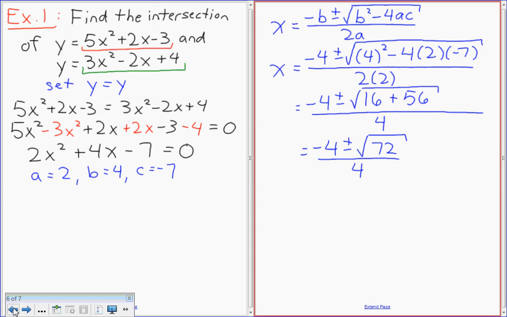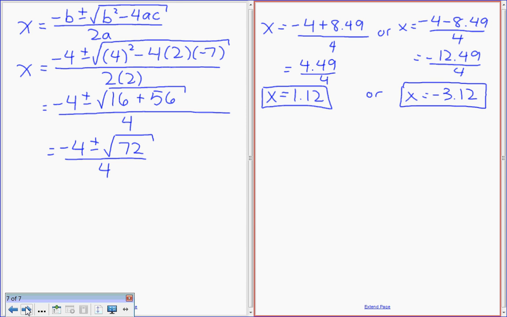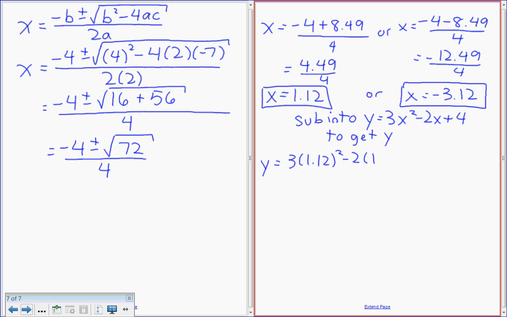So we're going to sub it into either equation. Unfortunately here, neither equation's nice. It doesn't matter which one, I'm going to sub into maybe y equals 3x squared minus 2x plus 4 to get y. Okay, because remember we need intersection points. So here it's going to be y equals 3 times 1.12 squared minus 2 times 1.12 plus 4. I'll do this very quickly, but you should be trying this on your calculator right now.